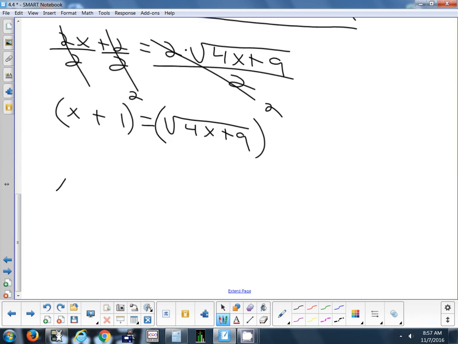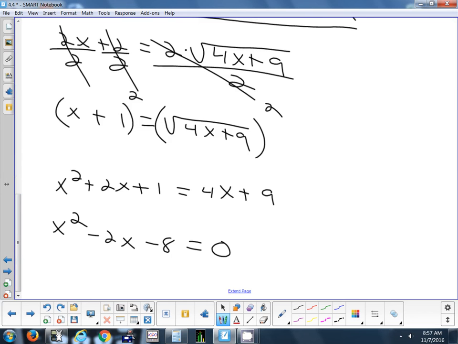So now x plus 1 squared, just FOIL that out. Remember, you're not squaring the terms. You have to FOIL. Okay. And what do I get on the other side? 4x plus 9. And now I'm basically down to what kind of equation? It's a quadratic. Okay, so get it equal to 0. If you can factor it, great. If you can't, use the quadratic formula. So it's going to be x squared minus 2x minus 8 equals 0.